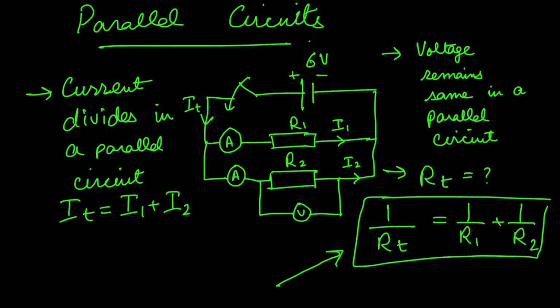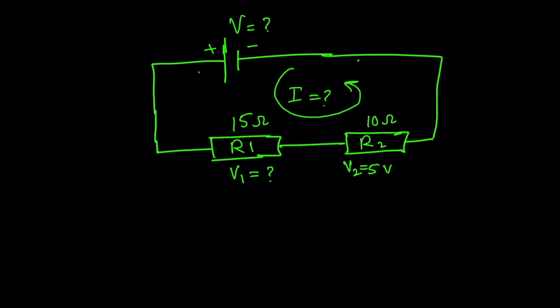Okay, now I'm going to solve an example of how we can use the concept of series circuit and parallel circuit to find out the current or the voltage in a circuit. So let's suppose we have been given this circuit. In this circuit we have a battery and two resistors, and we have been given the values of the two resistors. For example, R1 is 15 ohm, R2 is 10 ohm. This is the battery whose voltage is unknown, but we have been given the voltage across R2. The voltage across R2 is 5 volts.